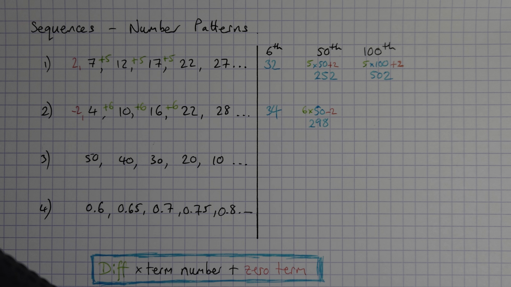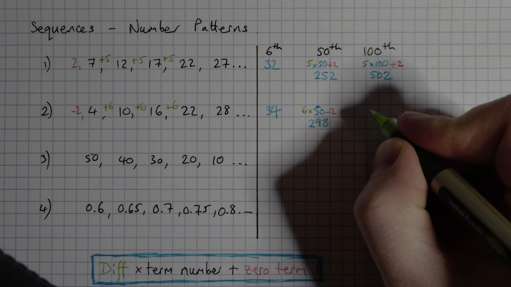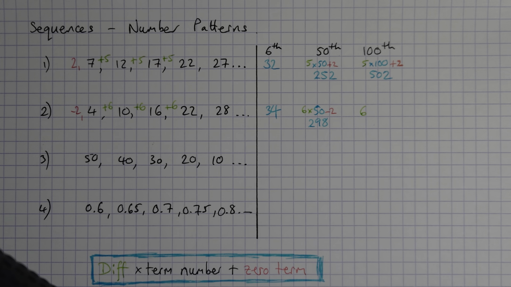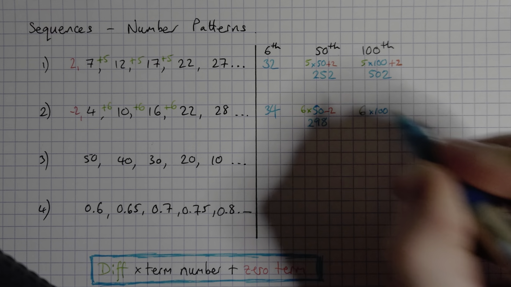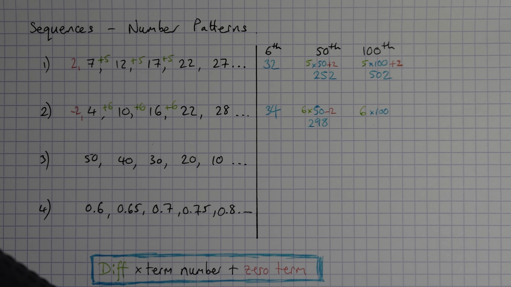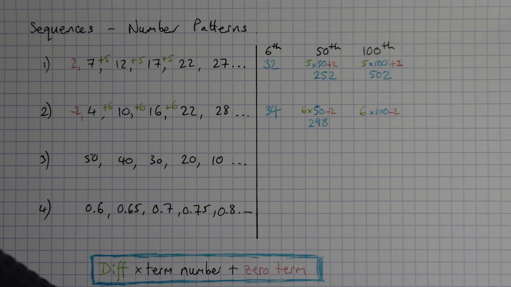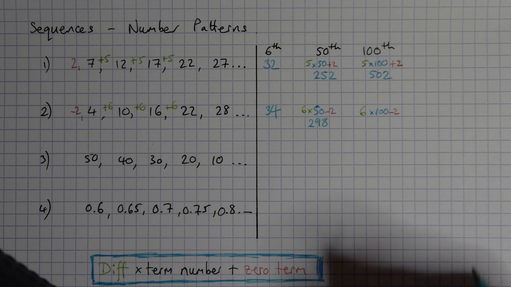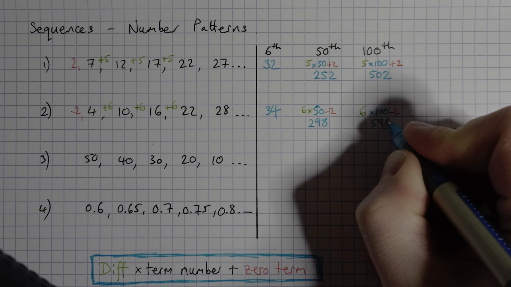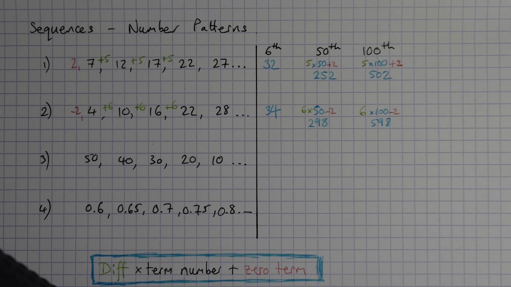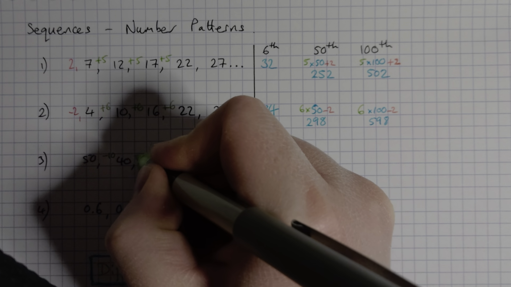For the 100th term, that same idea. It's 6 times 100 this time. 6 because it's the difference, 100 because it's the 100th term. We've already worked out the 0 term as being minus 2. Like I said before, you can write plus minus 2 if you like, but no need. 6 times 100 is 600. 600 take 2 is 598. Okay, 598.